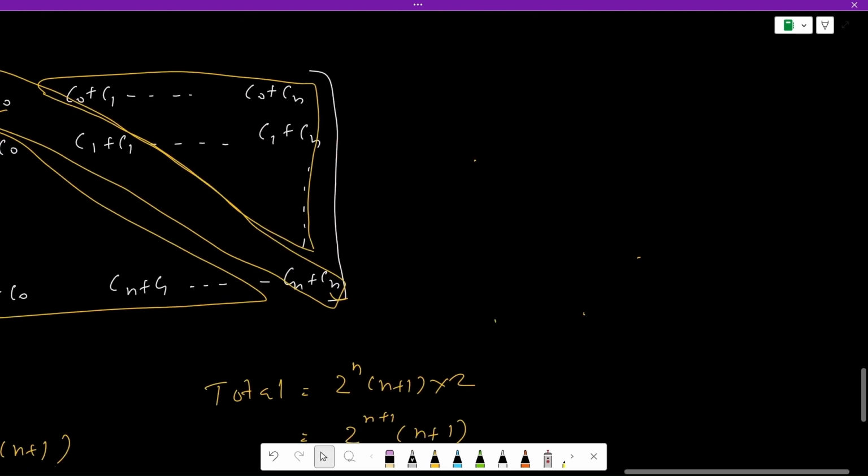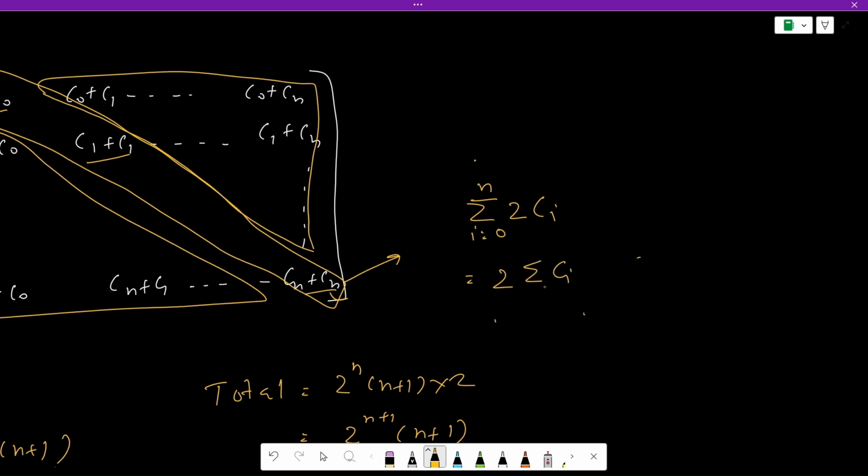Now what we need is the diagonal. So this is summation 2 ci, i equal to 0 to n. As you can see, each of them is, this is 2c1, this is 2cn, and so on. So I have written it like this. Now this is equal to 2 summation ci 0 to n, and this is 2 into 2 to the power n, which is 2 to the power n plus 1.